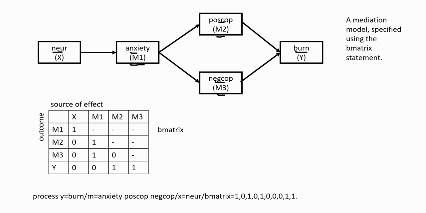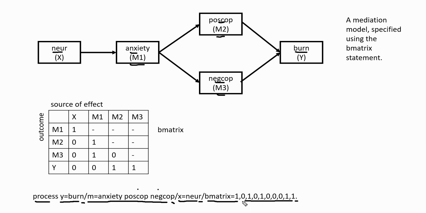Now, in using the syntax to run this particular model, you'll see that we start off with the PROCESS command followed by y equals and the name of our dependent variable, which is burnout. We have a /, then m equals, and then the names of our mediators, and you'll see that they are appearing in order of M1, M2, and M3. Then we have /, x equals, and then the name of my independent variable, /, and then we have bmatrix equals, and then these values of 0 and 1 that are separated by commas, followed by a period at the very end.